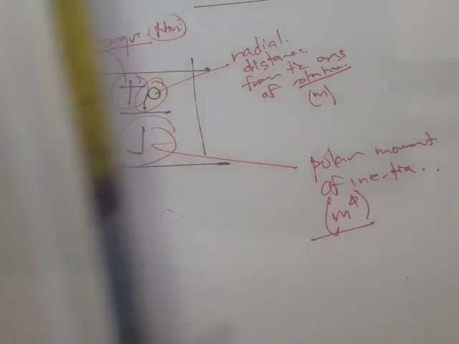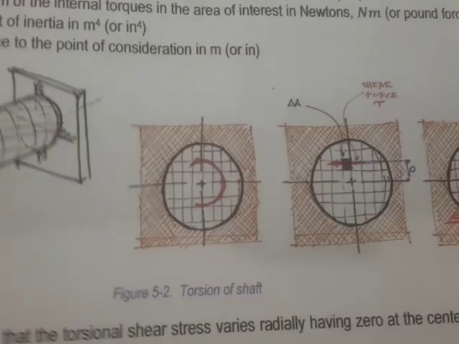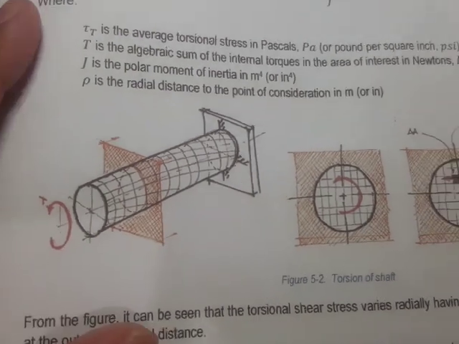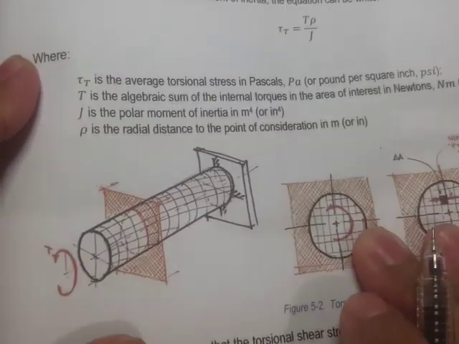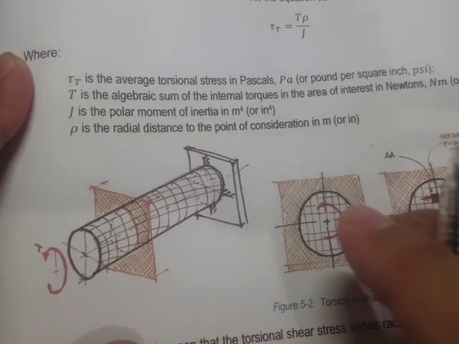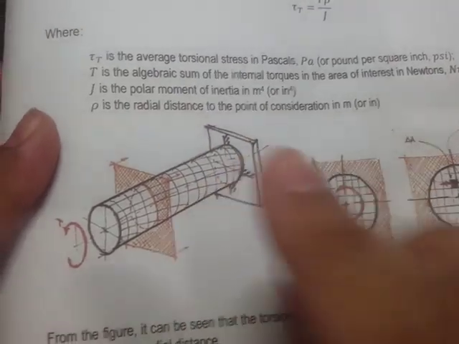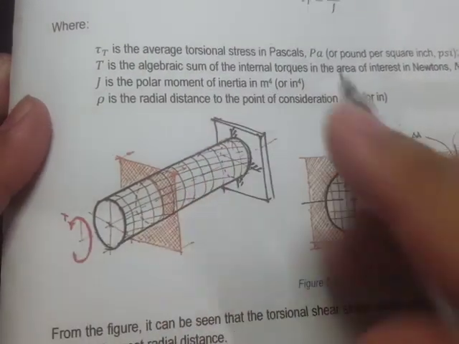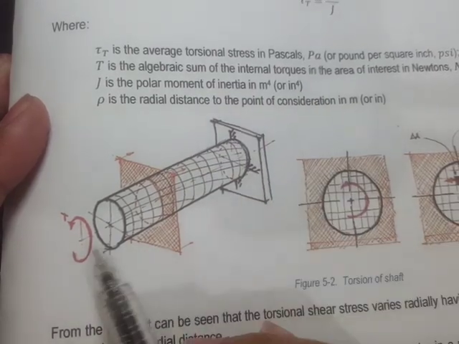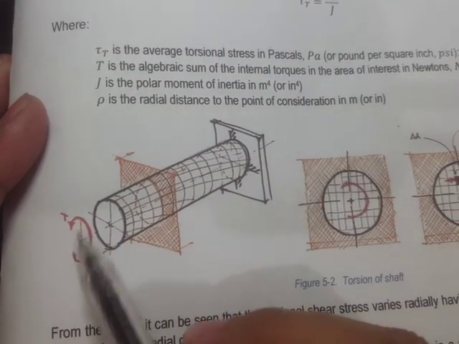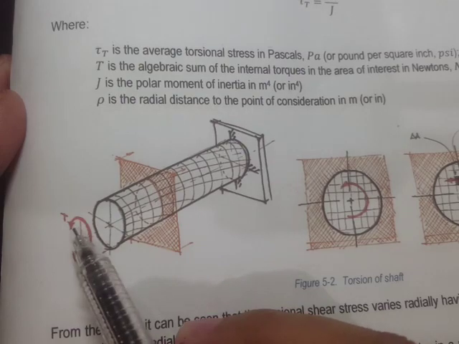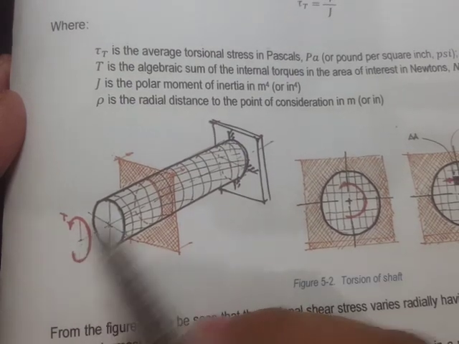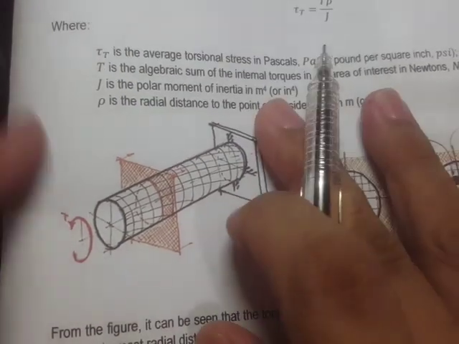Alright, so here's our lecture handouts, and there is a figure here. For example, we have a shaft, and this shaft at one end is fixed, and at the other end, we subject it to torsion. So we have external loadings and we have this fixed support right here.